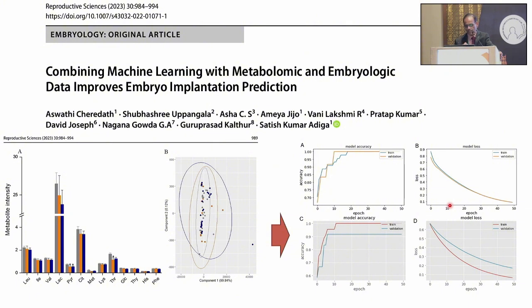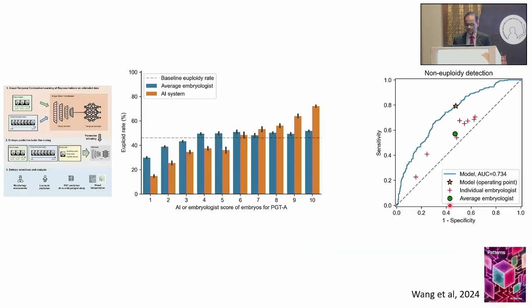The non-invasive selection is the spent media analysis, and we identified the metabolites and then combined them with the embryo morphology, and then used AI technology to see whether that can help in selecting the competent embryos. And this approach has helped us in selecting. We found about 80% sensitivity when combining machine learning with the metabolomic and morphology-based analysis in predicting the competency.